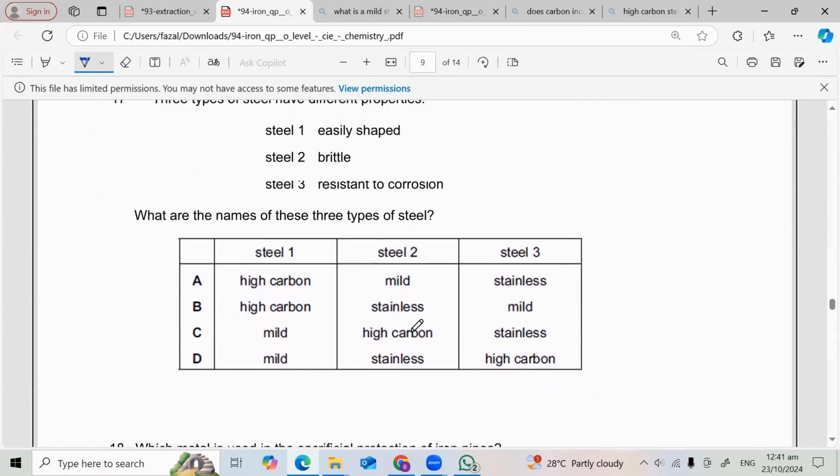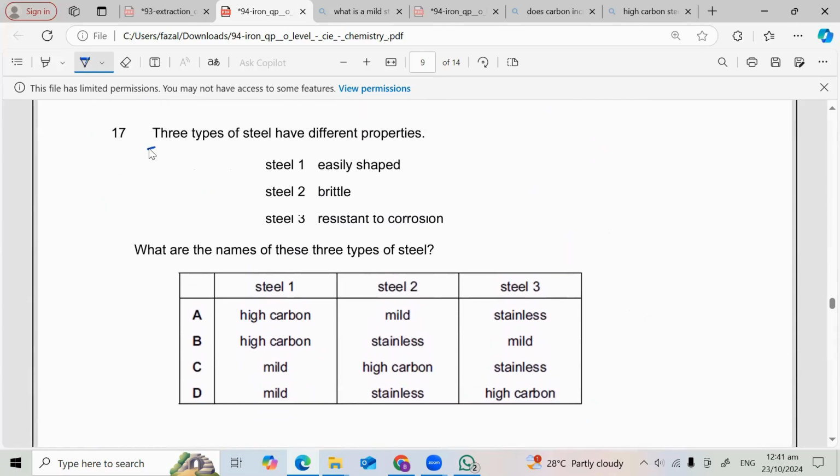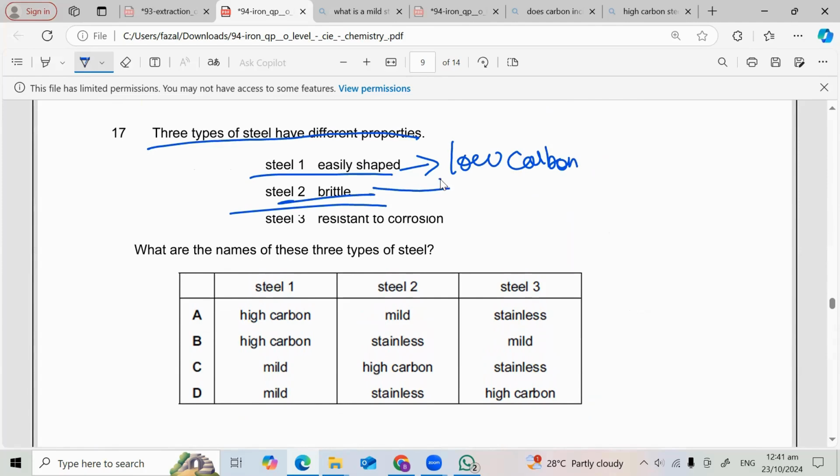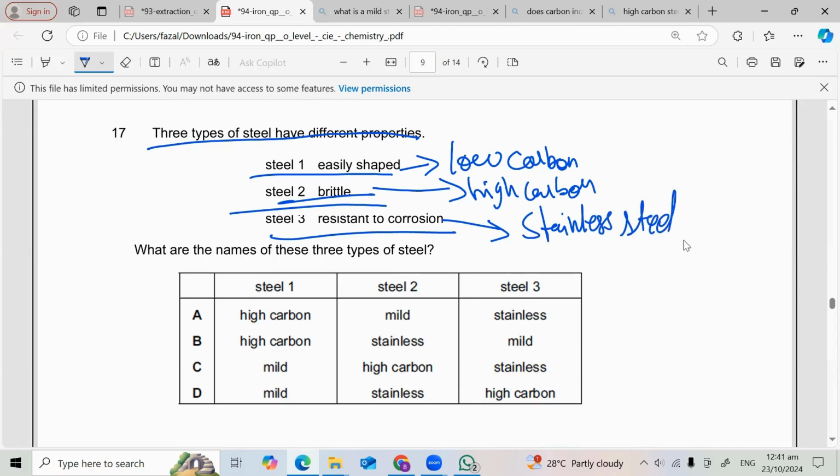Now let's move on to 17. Three types of steel have different properties. Steel one is easily shaped. Easy to shape means it is low carbon. Brittle means it has high carbon. And resistant to corrosion means it is stainless steel. We know the properties, right?